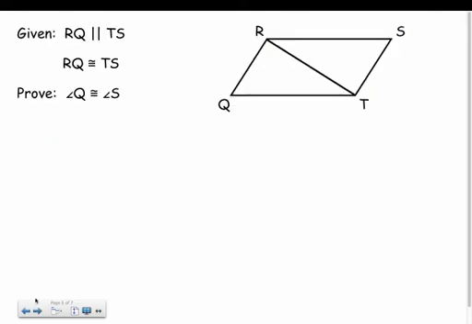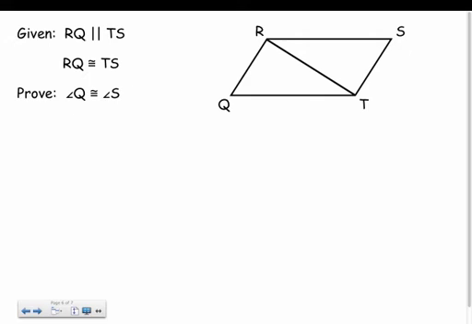Last one. So in this case, I'm trying to get angles congruent. In the end, I want to say angle Q is congruent to angle S. Well, we're in triangle congruences right now. Somehow, if I could say that this triangle, RQT, is congruent to this triangle, RST, that would automatically make Q and S congruent, right? Because all angles and all sides are congruent in congruent triangles. So let's go through this.